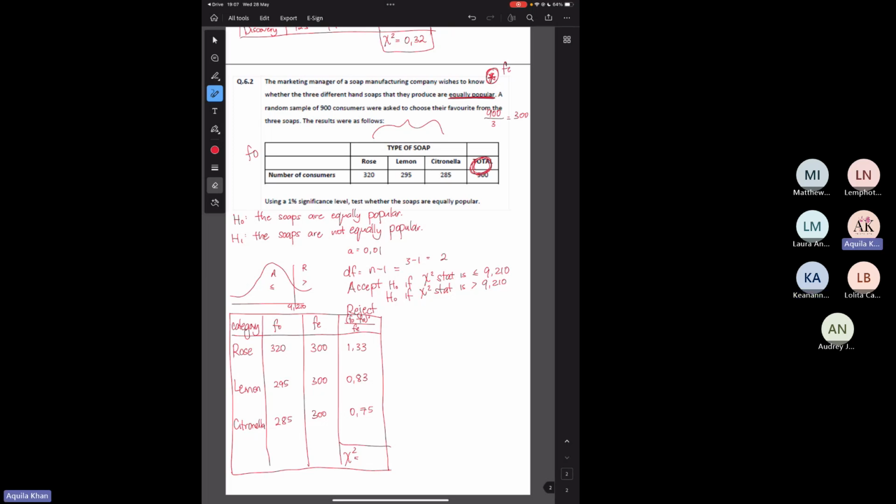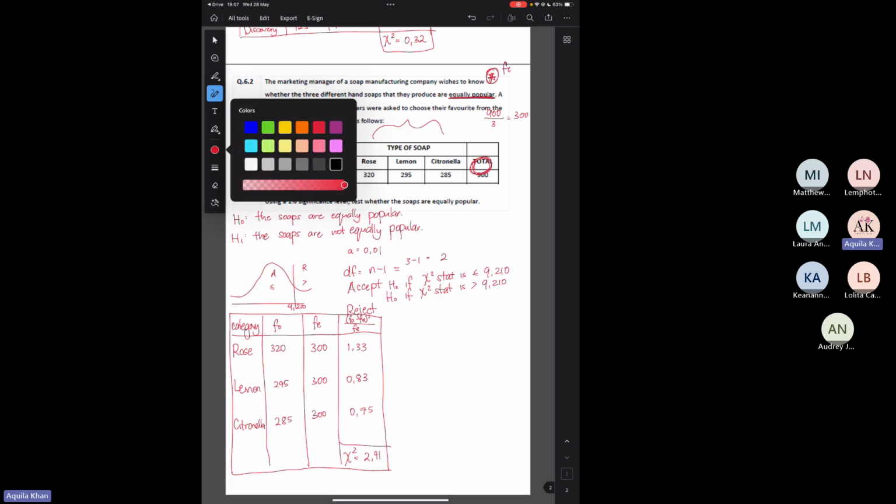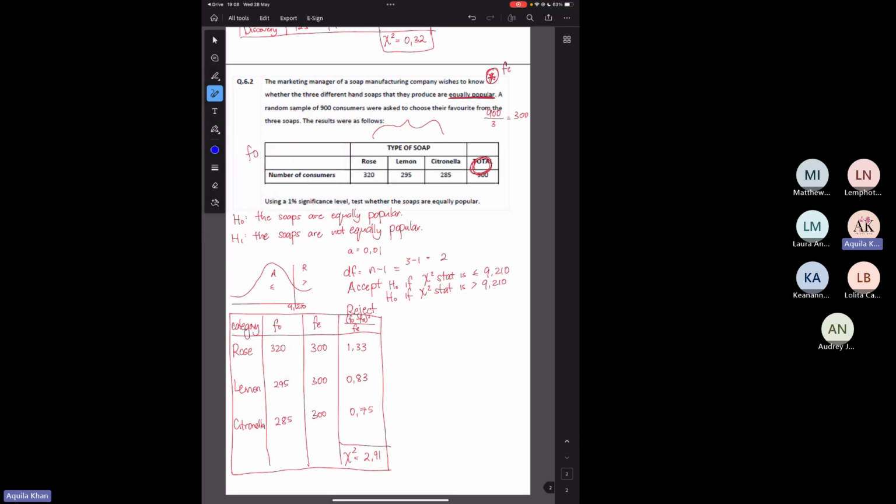Okay, so this then is going to give you a total of 2.91 as your chi-squared statistic. Okay, so this we then look at, and I'm just going to change the color of the writing to show you where it falls. Oh, sorry, I think I wrote down the wrong number.